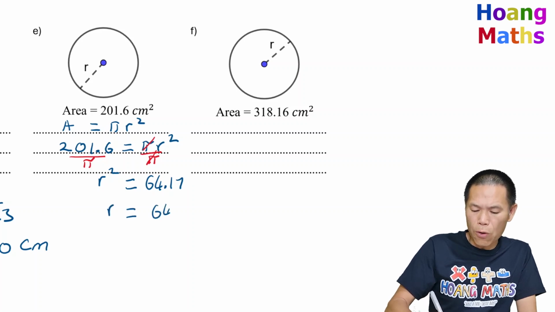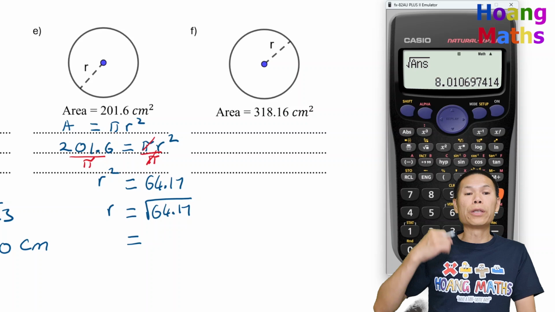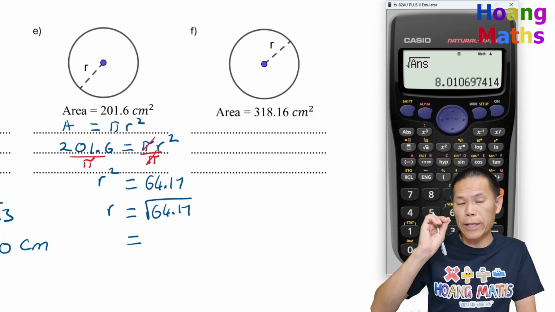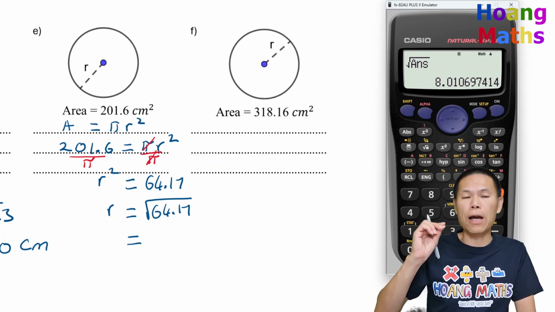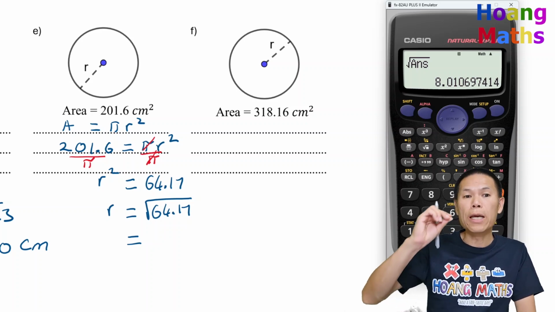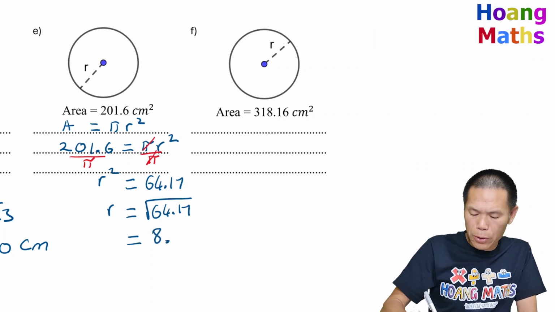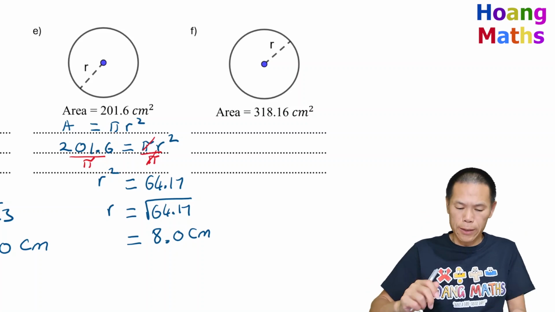So 64.17. That will give me the square root answer. So there you go, 8.01 and so on, correct to one decimal place. After 0 is 1, so less than 5. So therefore, the answer should be 8.0. So 8.0 centimeters. So there you go, and I hope you got it correct.